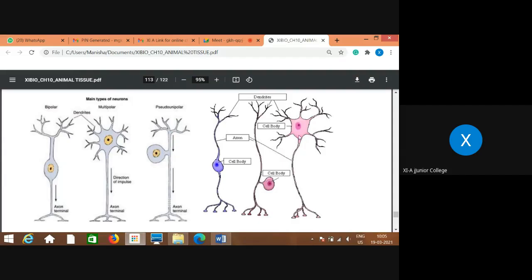Here is the multipolar neuron, where the cyton shows many branches, which are called dendrons, which again give rise to smaller branches called dendrites. And one of the dendrons gives rise to an elongated cylindrical structure, a single branch, that is called the axon. So based on the number of processes given out from the cyton, neurons are classified as unipolar, bipolar, and multipolar neurons.